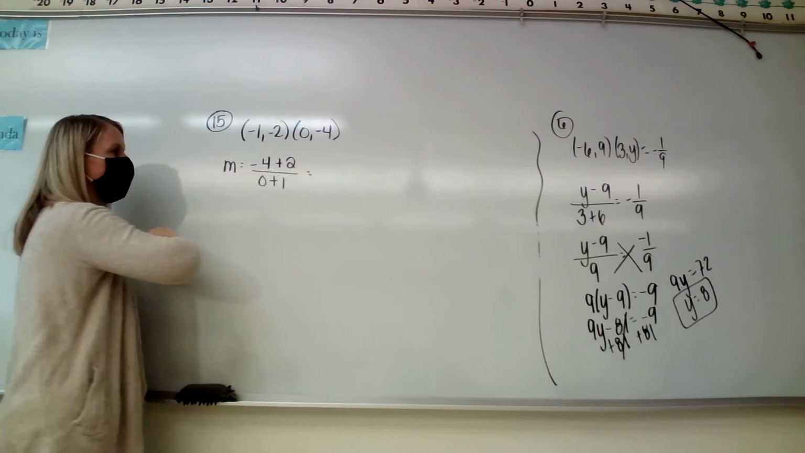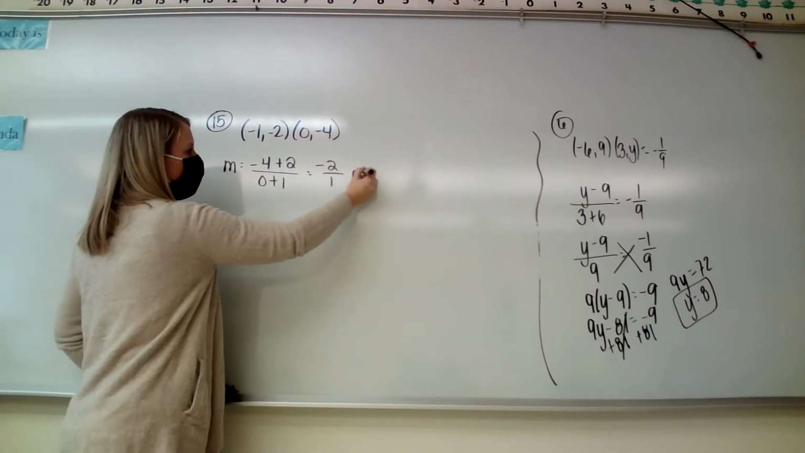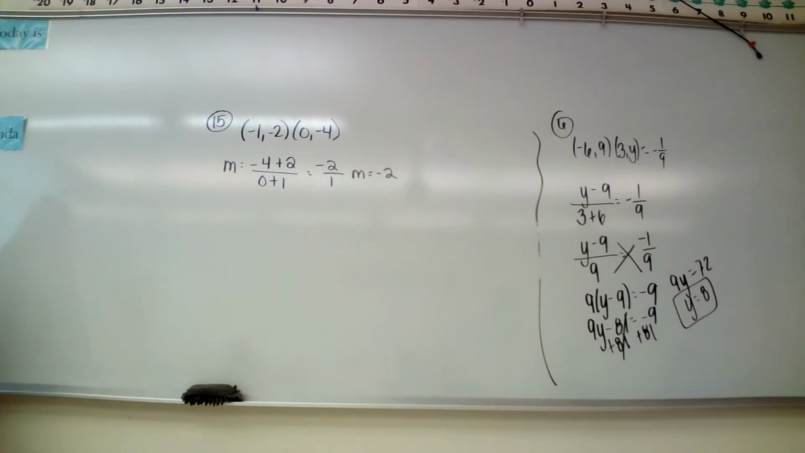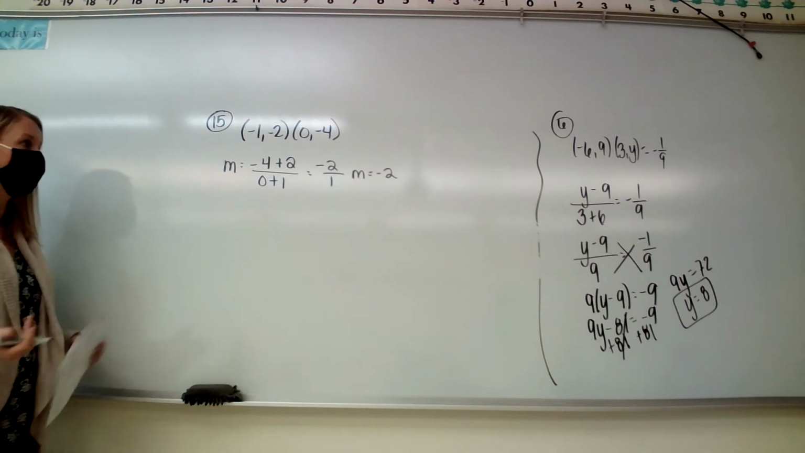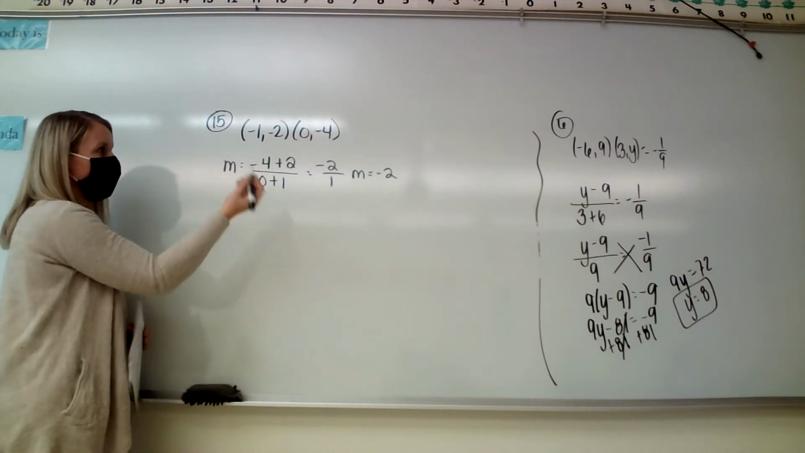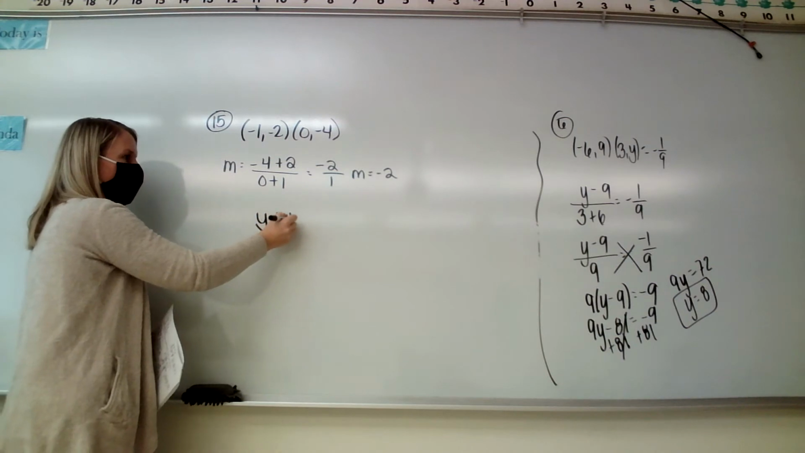Just be careful with your signs. That gives me -2/1, which is just a slope of -2. And then I'm going to use point slope. I think I'll use it with this point. I thought that point might be a little bit easier, but it doesn't really matter. Use it with either.